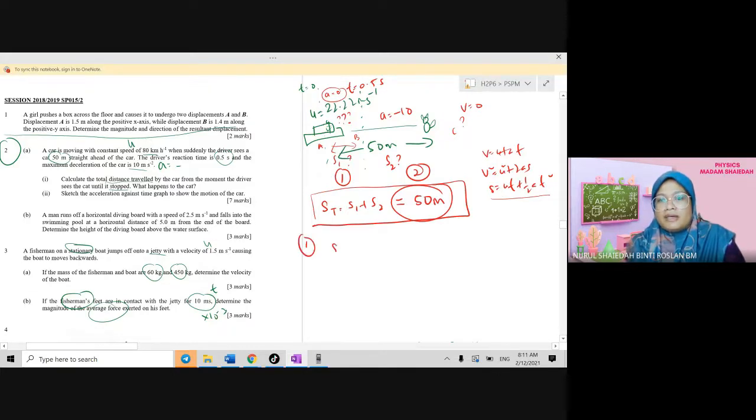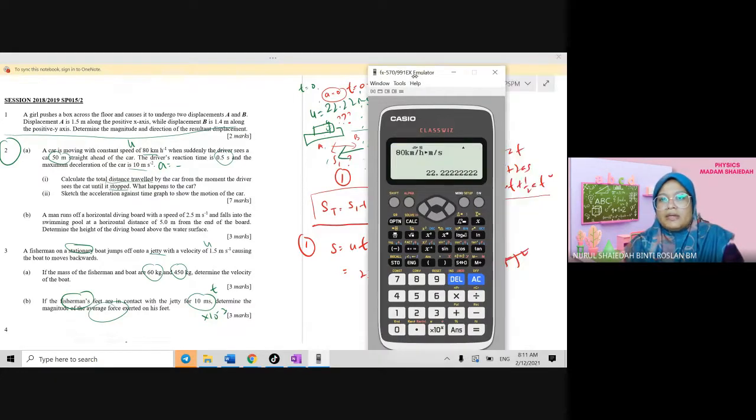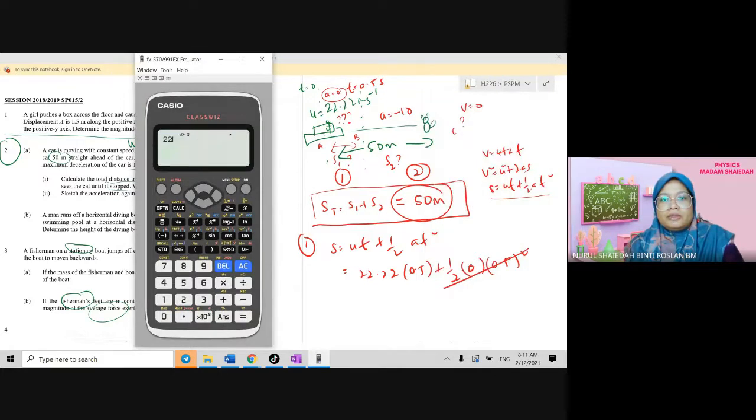So I do the first one. S equals to UT plus half AT squared. So my S I want to find. My U saya 22.22, T ada 0.5. Plus half A0 T 0.5. Kenapa A0? Sebab masa tu dia tengah fikir. So dia adalah constant velocity. So that's why the A0. So I will get my S. So my S akan jadi 22.22 darab 0.5.